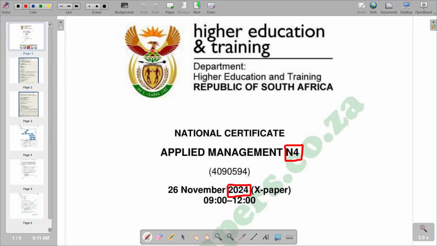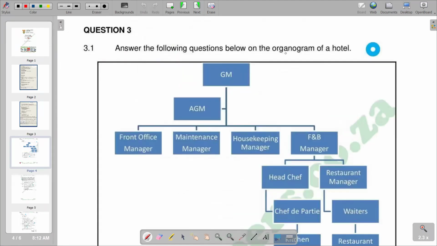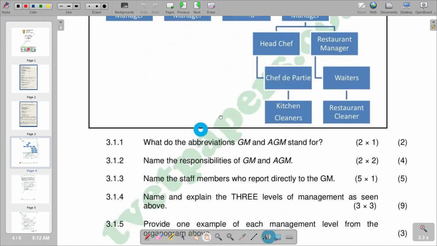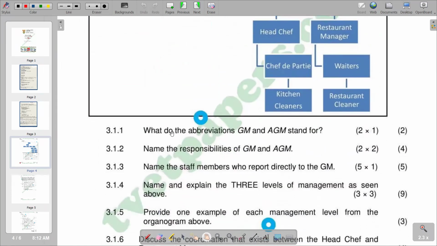In this video, we want to look at a question paper from November 2024. So we are going to look at question 3 on that question paper. Question 3 reads, answer the following questions below on the organogram of a hotel. You are given a diagram that you just need to browse through before you attempt the questions that we have beneath that.